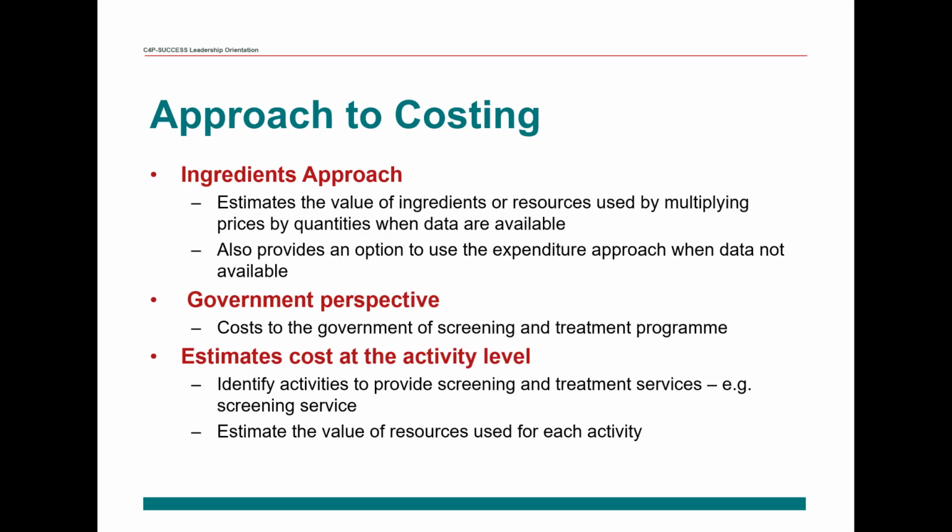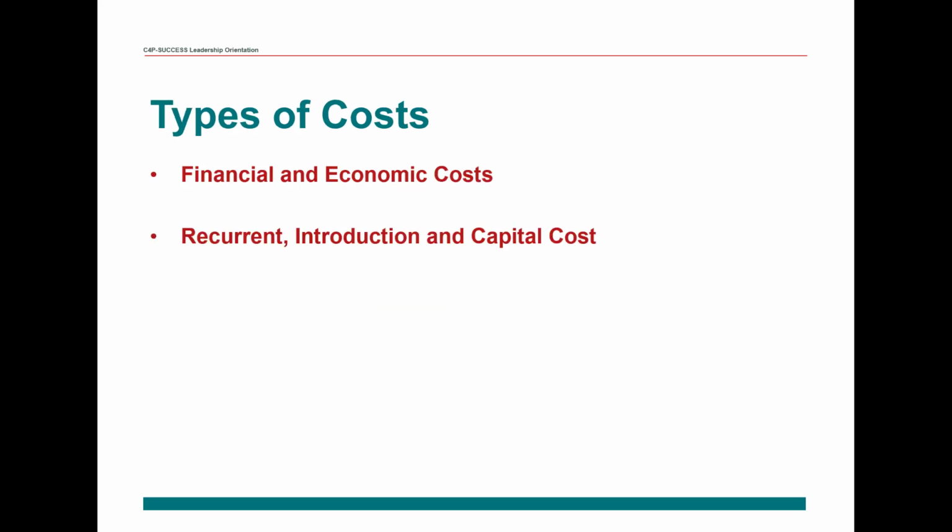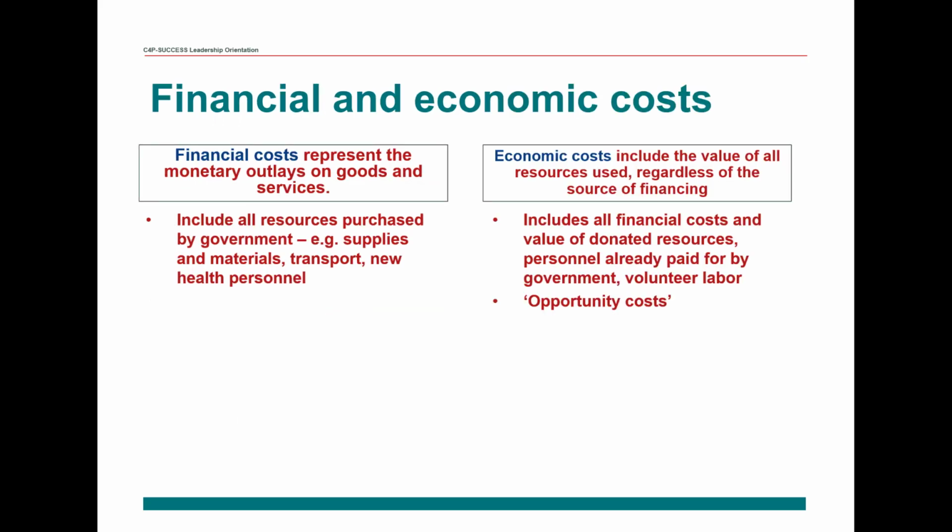The C4P differentiates two types of costs: financial and economic costs, and recurrent and capital costs. Financial costs are the monetary outlays on goods and services. It includes all resources purchased by the government, but does not include any in-kind costs that were not purchased, for example, donated items and volunteer time. It only includes the labor costs of health personnel that are not already paid for by the government, such as new employee time.